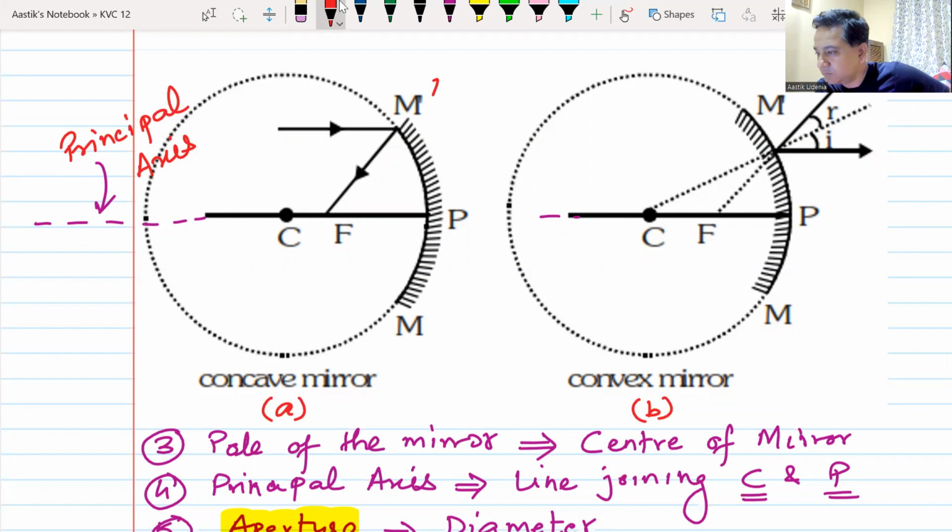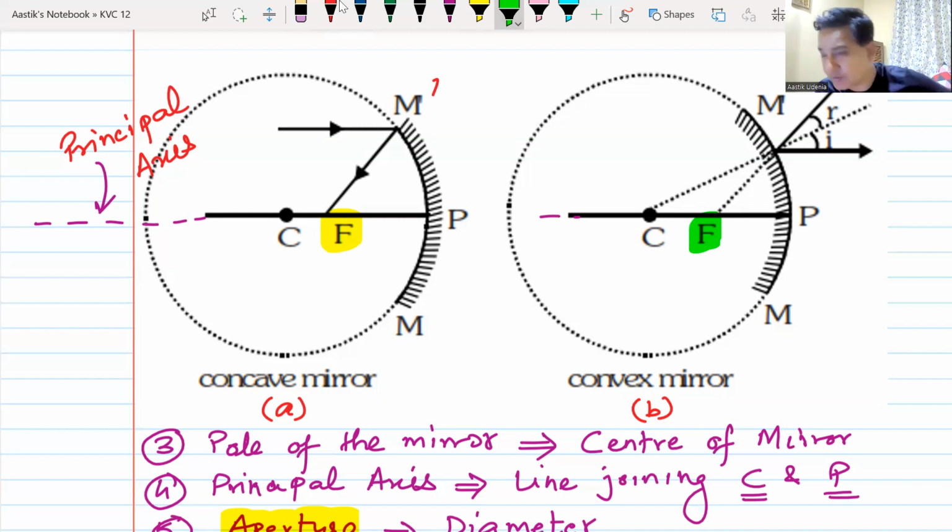F, sir. What is F known as? Here, the red one or the green one. They are doing the same thing, but somewhat differently, maybe. What does F stand for? Focal point. Okay, not wrong, but not entirely correct.